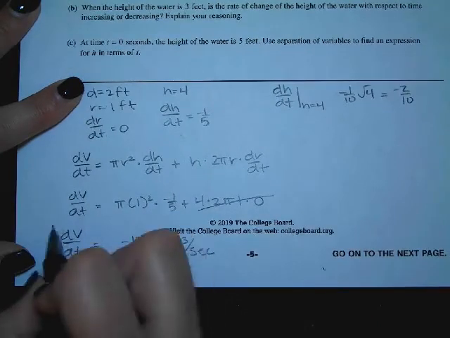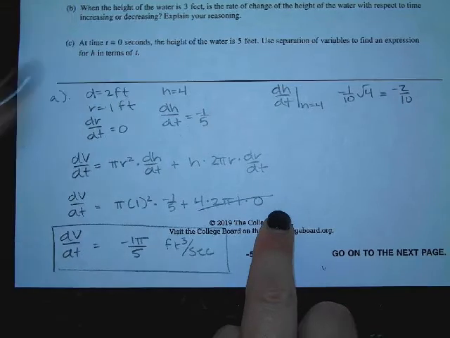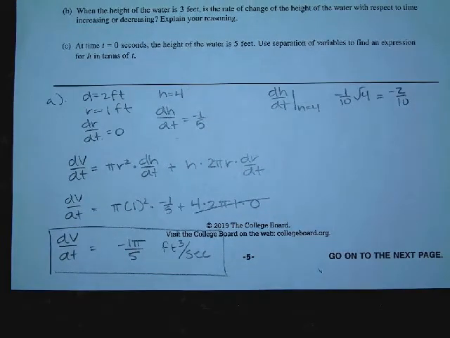Or the other way you could have figured that out is to put all the units in your calculations, and then you would have been able to multiply the units out and get that same answer.